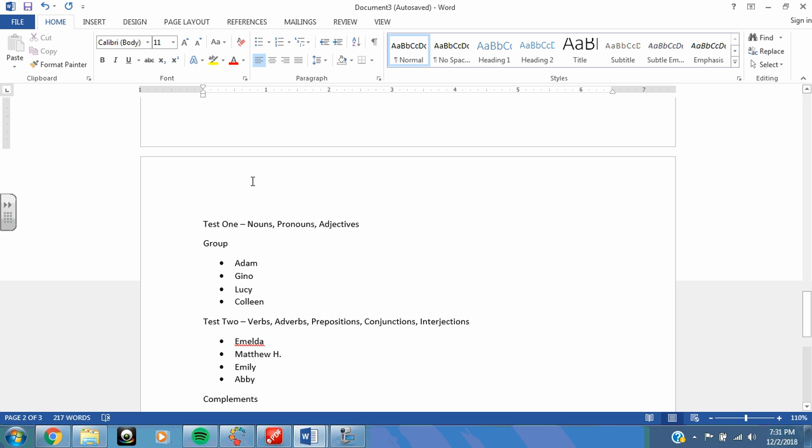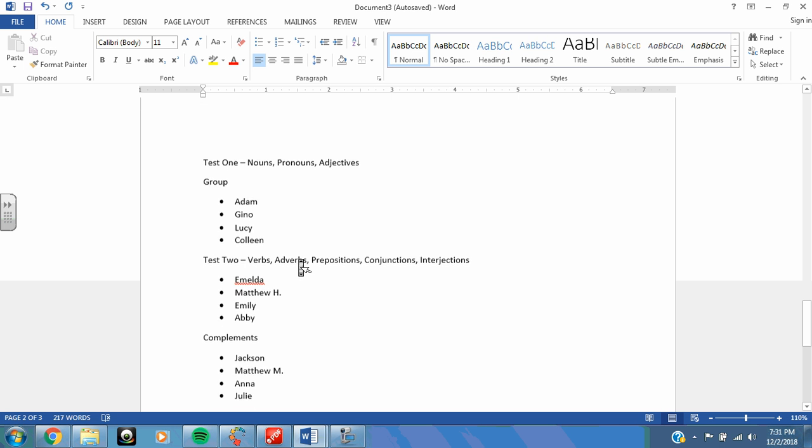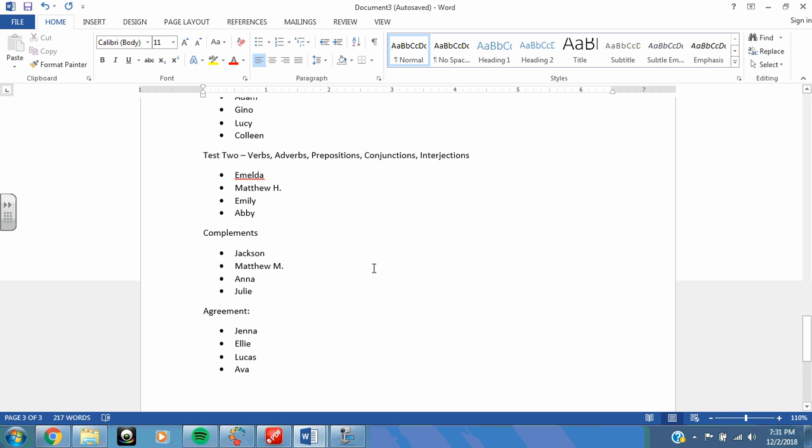Group 2, verbs, adverbs, prepositions, conjunctions, and interjections. That's going to be Imelda, Matthew, Hodge, Abby, and Emily. Group 3 is going to be over compliments, and that's going to be Jackson, Matthew, Musial, Anna, and Julie. And then group 4 is going to do agreement, and that's going to be Jenna, Ellie, Lucas, and Ava.